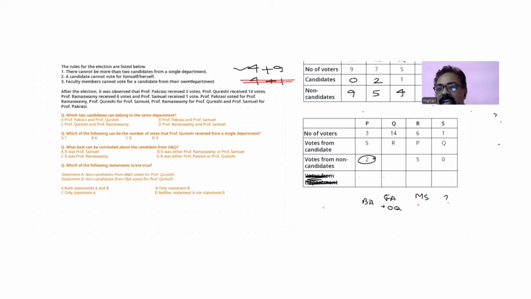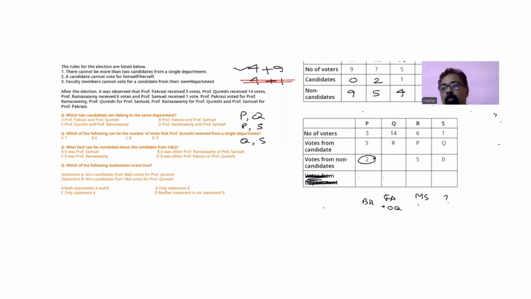Now, the analysis part, the LR part. Now, what we need, we had 2 candidates from MS. Now check here, R got 5 votes from MS, so R cannot belong to MS. And 2 candidates belong to MS. R is not one of them. So what are the possibilities? Check it. Possibilities are PQ, PS, and the last possibility will be QS. So either PQ or PS or QS belong to department MS.